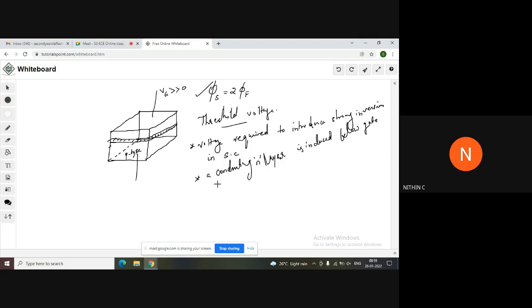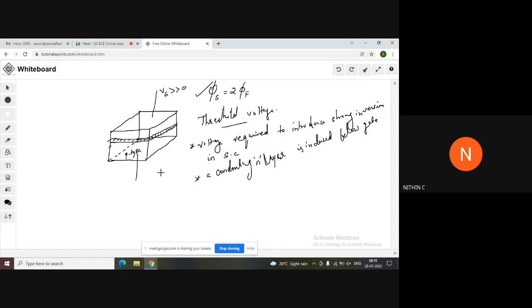These two things you need to write if you're asked for the definition of threshold voltage. That is, the voltage required to introduce strong inversion in a semiconductor is called threshold voltage. Under this condition, a conducting N layer is induced below the gate region. This is the gate region, the top layer; then you have the oxide layer, and then the semiconductor. So below this gate region, the N layer, that is the electron layer, is formed at this interface.